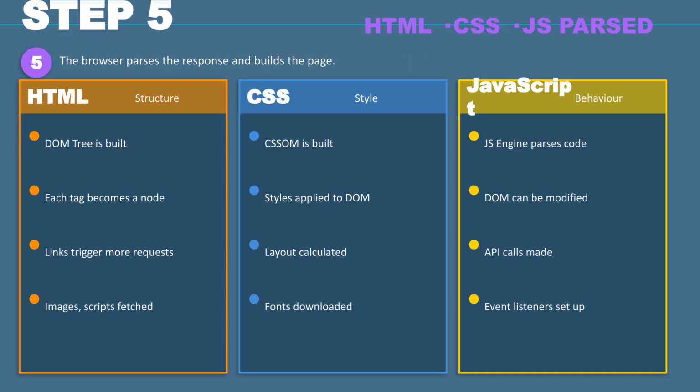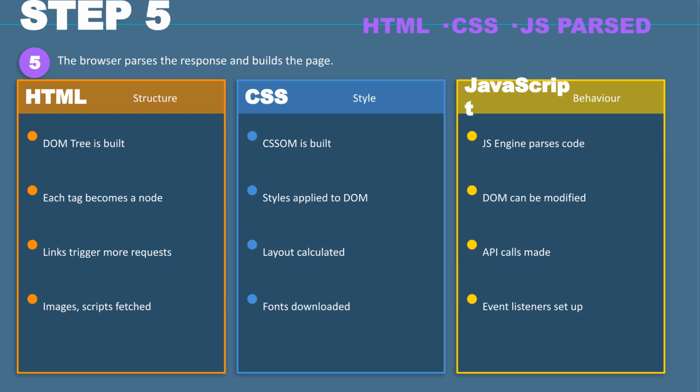Step 5 involves parsing the HTML, CSS, and JavaScript. The browser builds the DOM tree from HTML for structure and the CSSOM from CSS for style. These steps trigger further requests for resources like images and scripts, with JavaScript parsing code and enabling dynamic behavior.